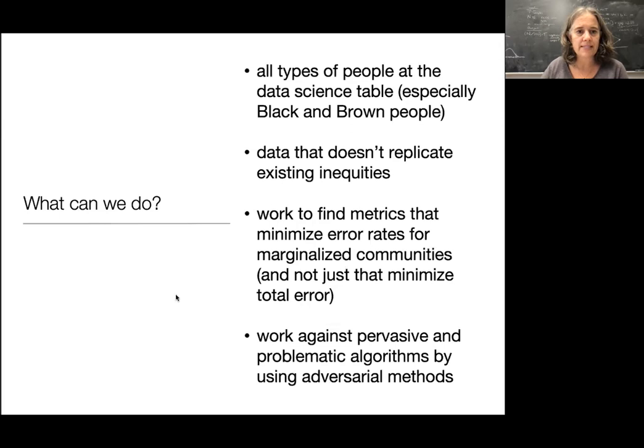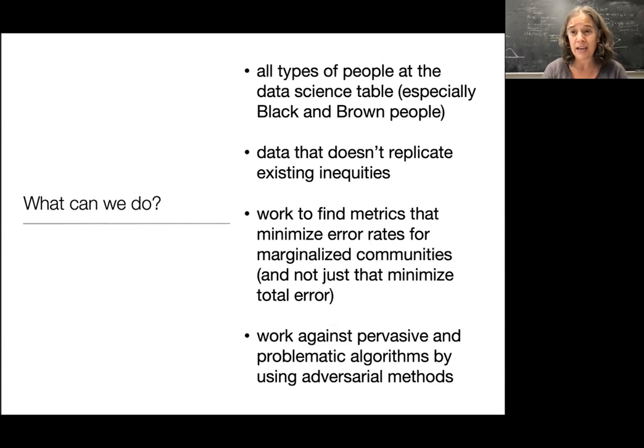Okay, so just a few take-home messages here. What can we do? I feel like it's a terrible talk because it's so depressing. But what we need is for all types of people to be at the data science table. And we especially need Black and brown people. The more Black and brown people we have at the table, the more these ideas get brought up and talked about. We need data that doesn't replicate existing inequities.